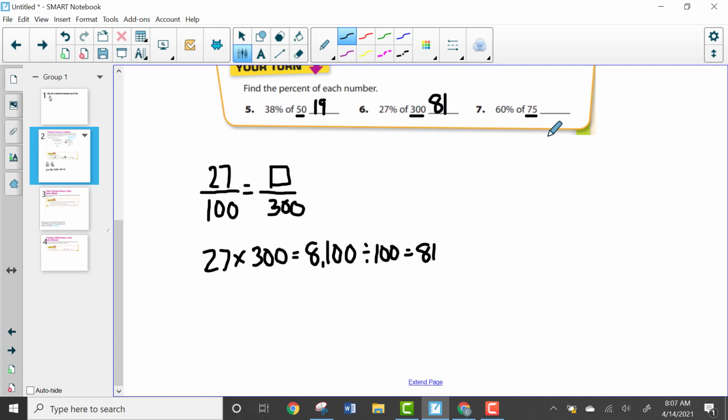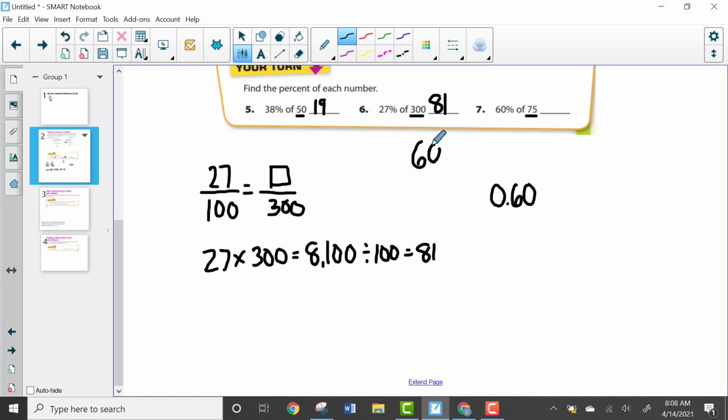Now let me show you number 7. We're going to do this by multiplying. So let's do this together. 60% of 75 equals what number? So again, whenever we see that word of, that means multiplication. So what we can do is just take 0.60. Where am I getting that from?